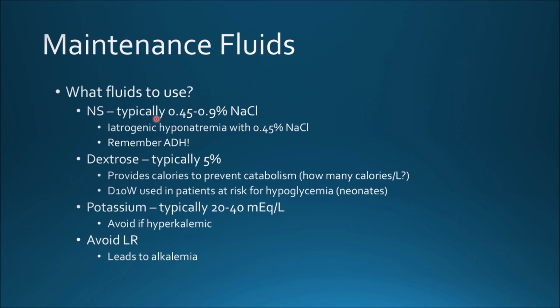Okay. As I mentioned, what fluids to use for maintenance, typically anywhere between 0.45 to 0.9%, so half normal to normal saline is appropriate here. Again, you're more likely to have an iatrogenic hyponatremia and trigger ADH release by giving hypotonic saline here. So again, normally default to NS if you can. Typically dextrose 5%. This will help to provide some extra calories here.